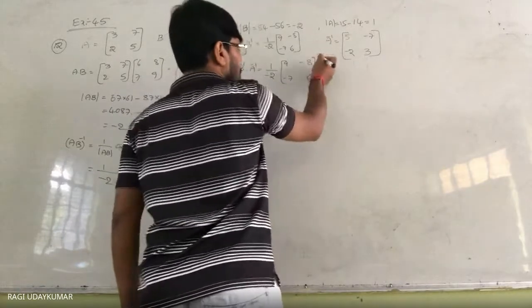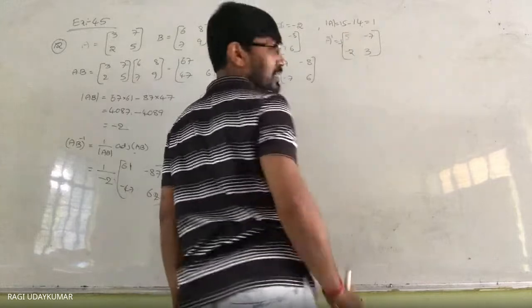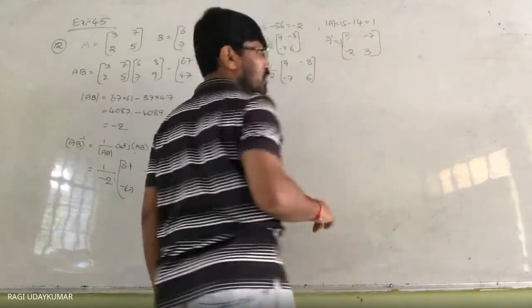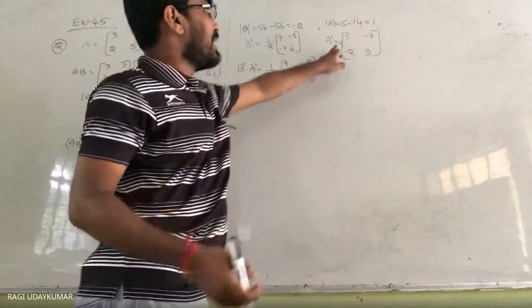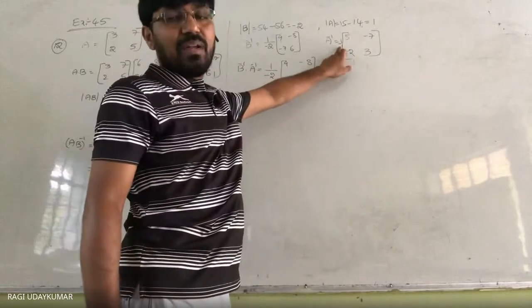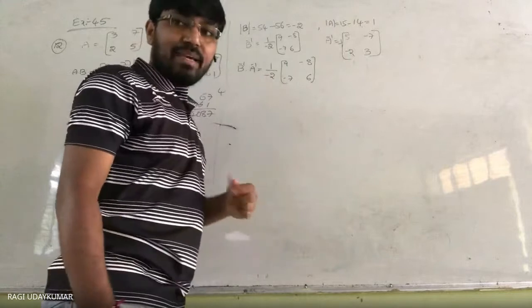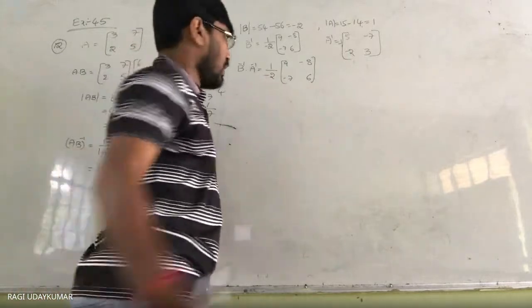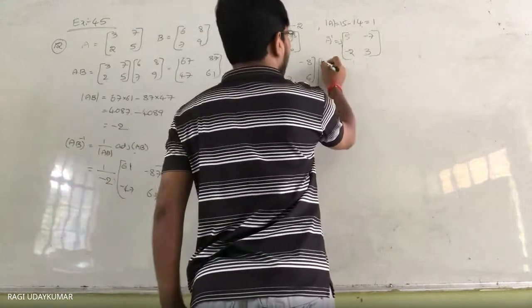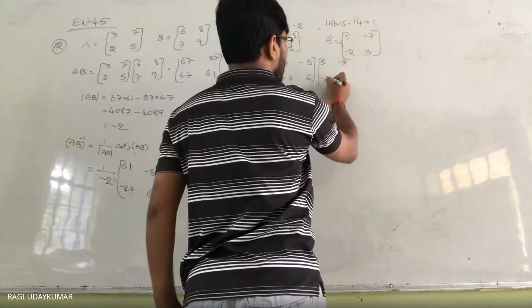And A inverse is 1 by 1 actually. So 1 by 1 can be written. Suppose if you get any other constant, like 1 by 7, that 1 by 7 and this 1 by minus 2 can be written together and multiplied. Okay. So now what do you get here? [5, minus 7; minus 2, 3].